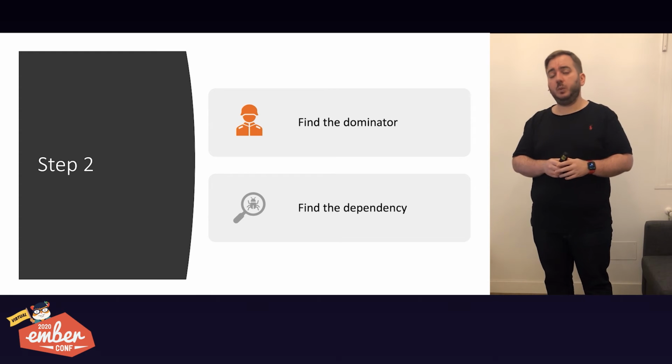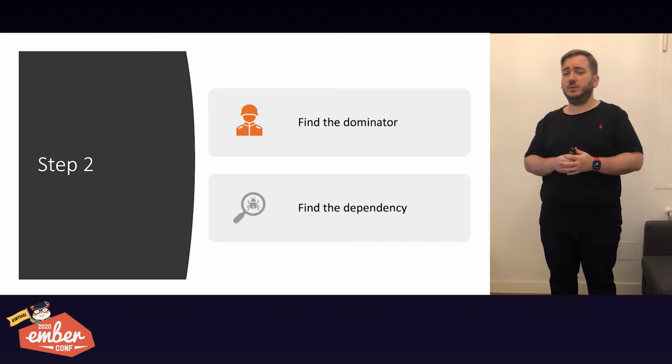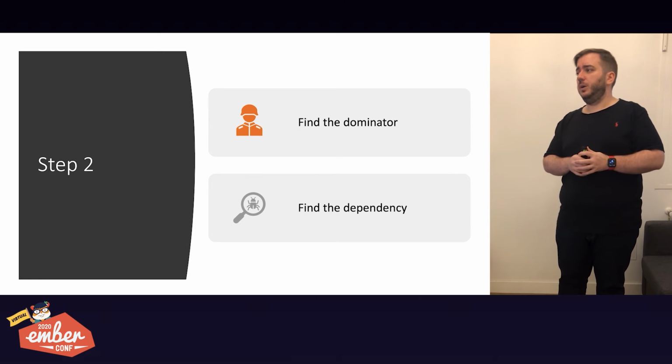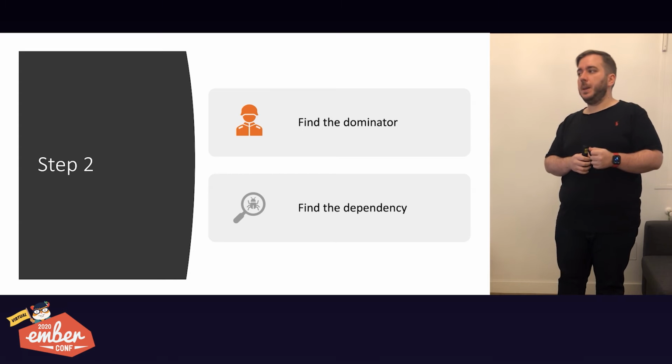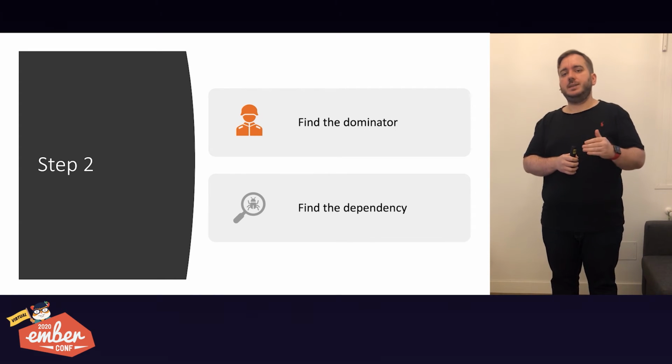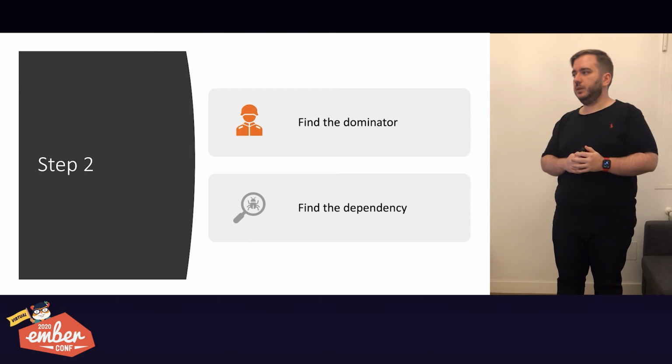Then we have step 2. We need to find the dominator. Dominator is a term in the industry. I haven't found other one. If you know of a better one, let me know and I'll change the presentation. But the dominator is basically the retainer we need to remove so the leak is gone.